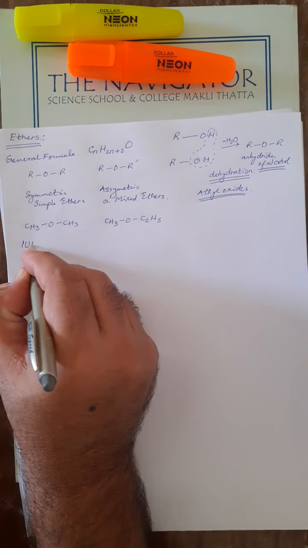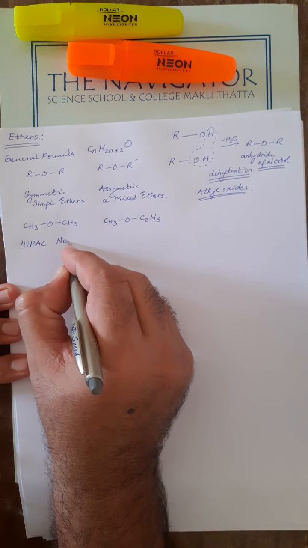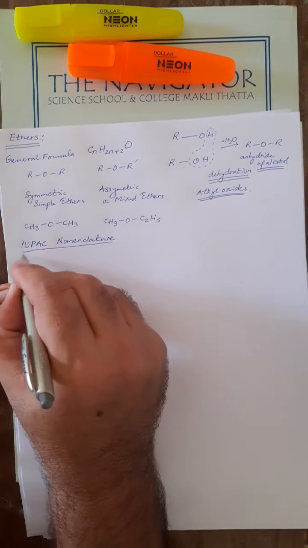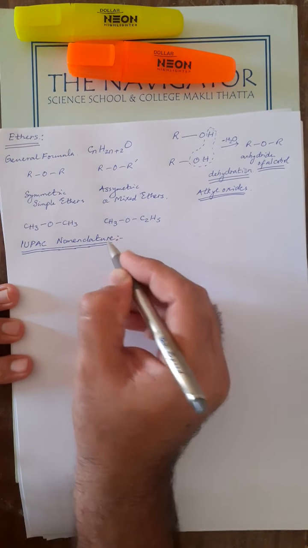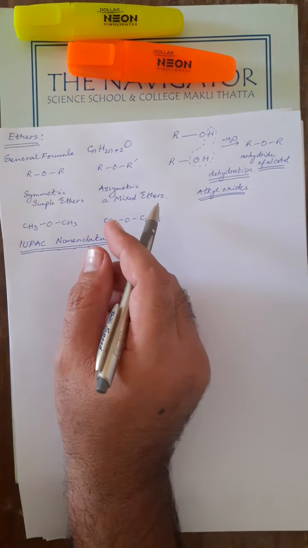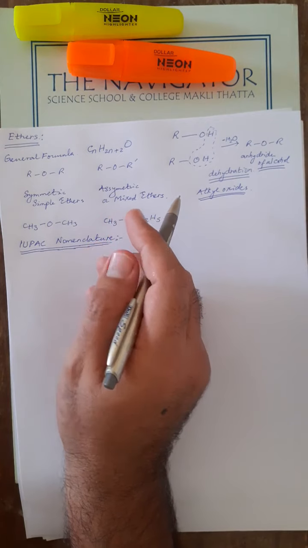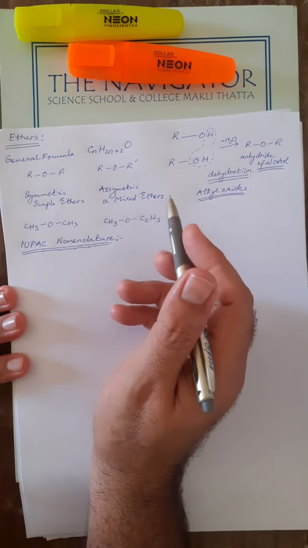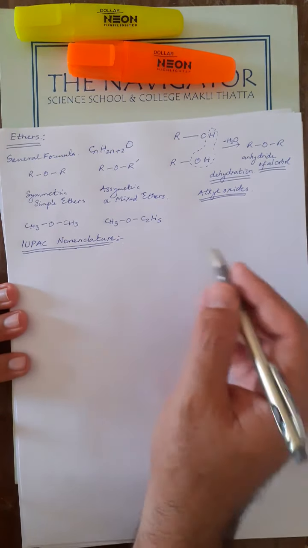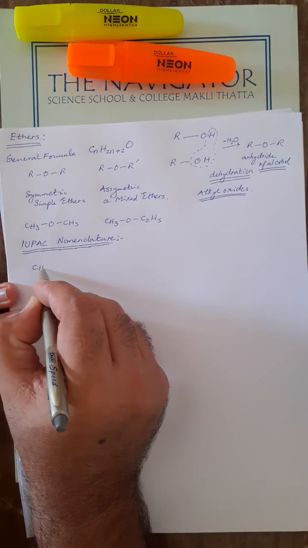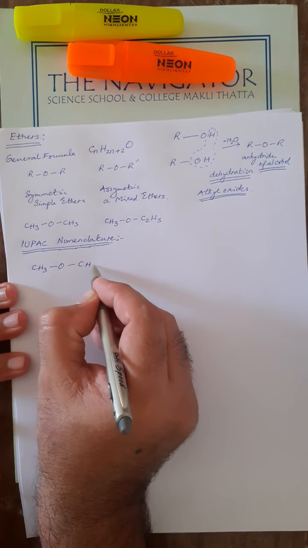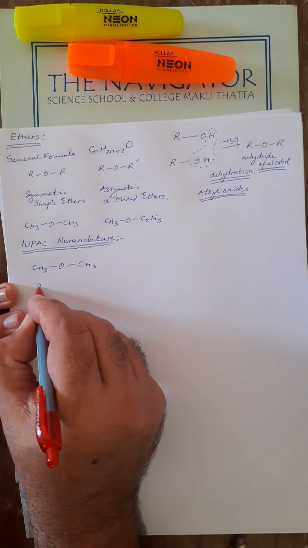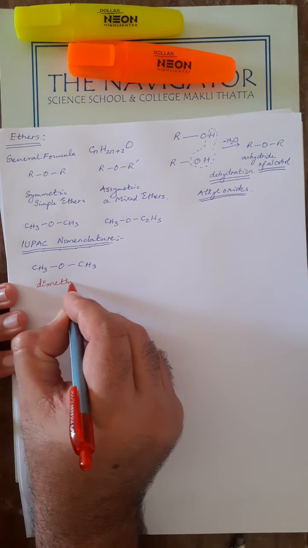Now, ethers are important organic compounds, but before we study their importance and preparation, we will first check out their IUPAC nomenclature. If you guys know, the International Union of Pure and Applied Chemistry has set some rules for the naming of organic compounds. It's called nomenclature. We have been studying nomenclature since the very first day of organic chemistry. I hope you also understand the difference between symmetric and asymmetric ethers here. Naming will come afterwards. So let me start with the basic ether, CH3OCH3. Now, this is methyl. This is methyl. The name of this compound is dimethyl ether.